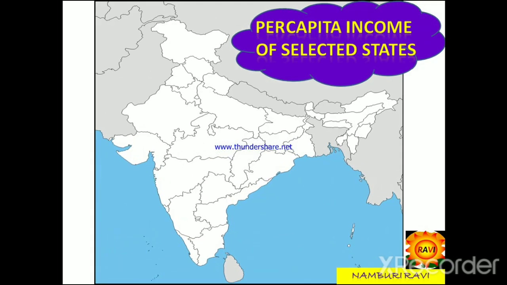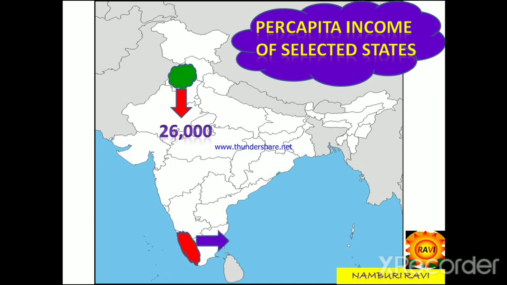Now we can see the per capita income of selected states in India. Not only in India, even in the entire world, the per capita income is different from one nation to another. In developed nations, the per capita income is higher than in developing and underdeveloped nations. Even in India, the per capita income is unevenly distributed across the states. The best example is Punjab. In Punjab, we see the highest per capita income, 26,000, which means in Punjab each and every person is earning 26,000 rupees in a month.